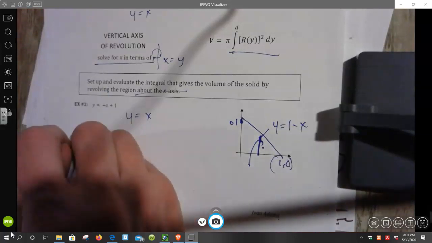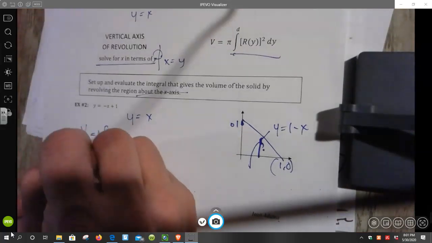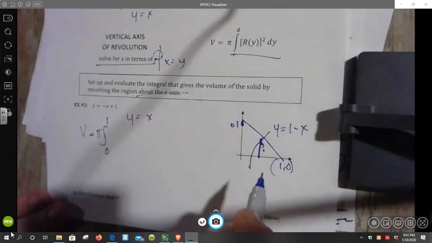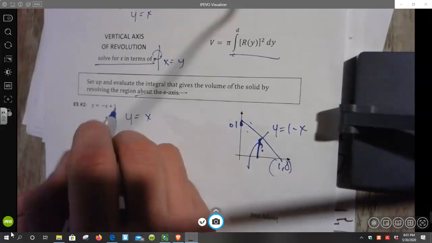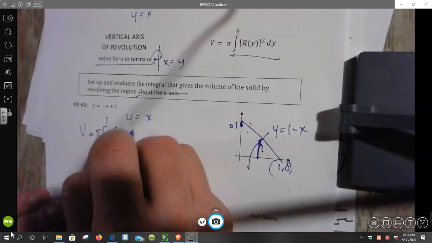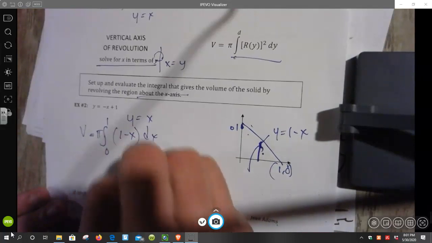So that means volume is equal to pi times the integral of the radius squared from 0 to 1. We know we're going from 0 to 1 because of our function there. What's the radius? What's the function? y equals 1 minus x. It's already in terms of x, dx.